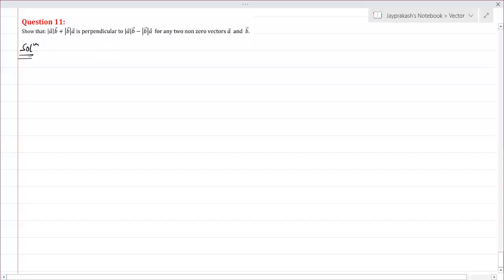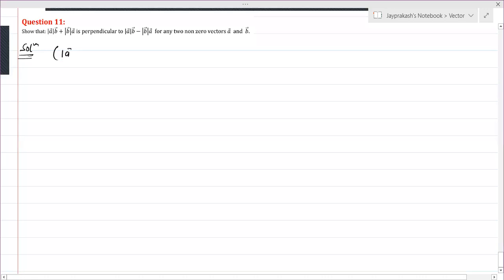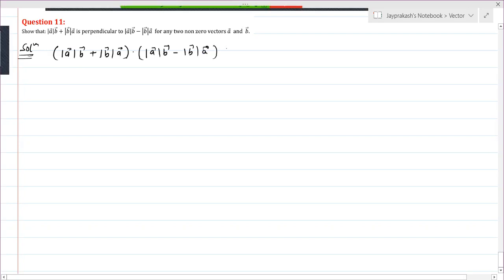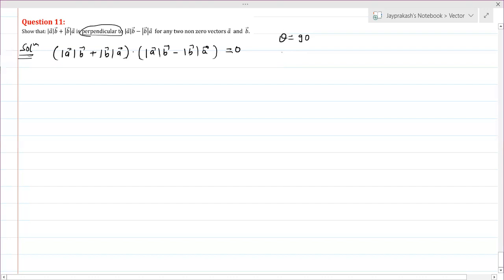It is clearly written that we have to show that both the vectors are perpendicular. So we can write here magnitude of A with B plus B with A, dot product of AB minus BA is equal to 0. Why is it equal to 0? Because when the two vectors are perpendicular, the angle between them is 90 degrees, and in the dot product we have to use cos theta. So we have cos 90 is 0.